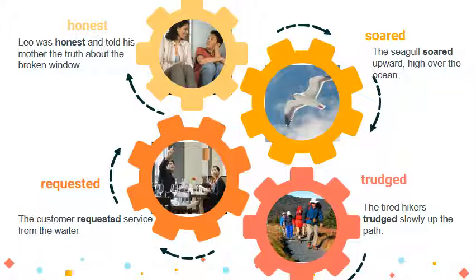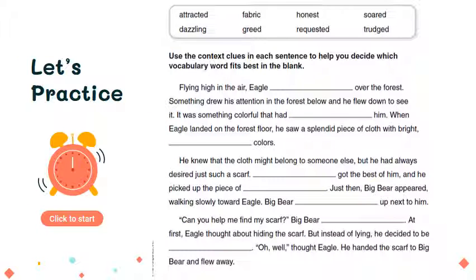Soared. The seagull soared upward high over the ocean. Soared. It's like flew over something high. Trudged. The tired hikers trudged slowly up the path. They walked slowly. Time to practice now. Use the context clues in each sentence to help you decide which vocabulary word fits best in the blank. So let's try to put the correct word in each sentence to complete it.